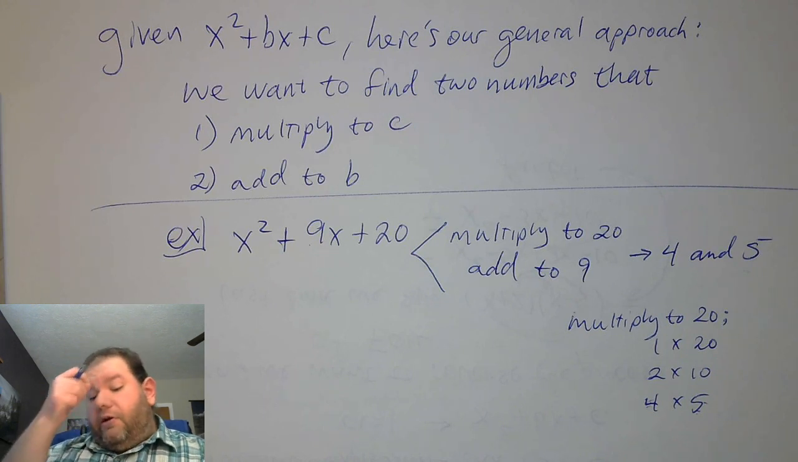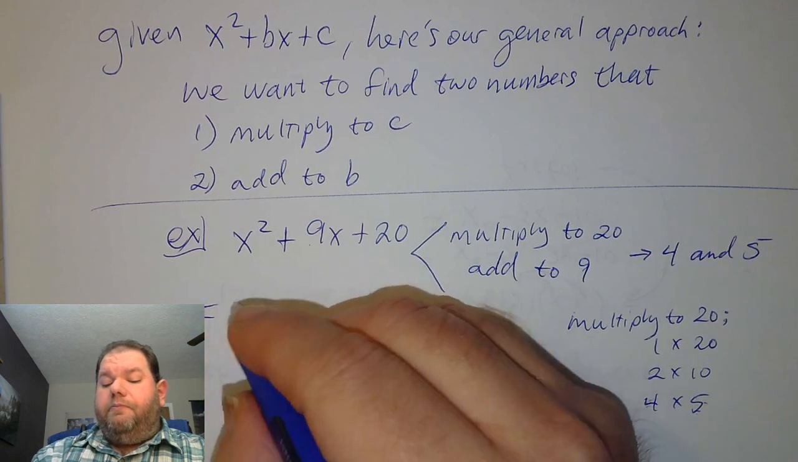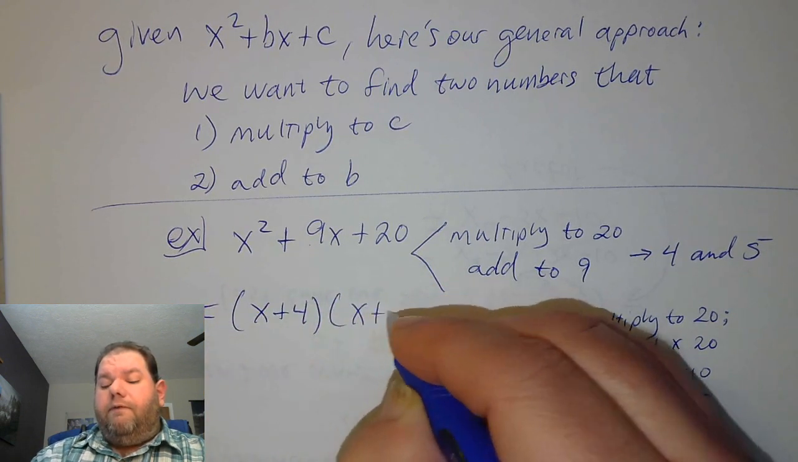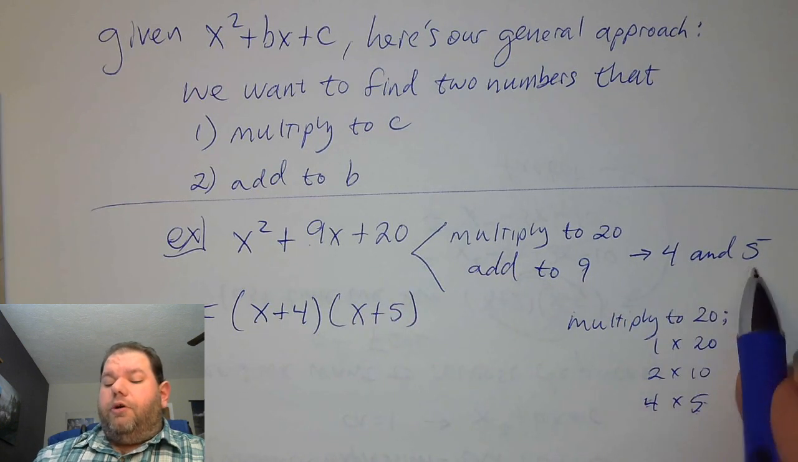So the way that we create our factoring now is we do x plus 4 and x plus 5. That's our 4 and our 5 right there.